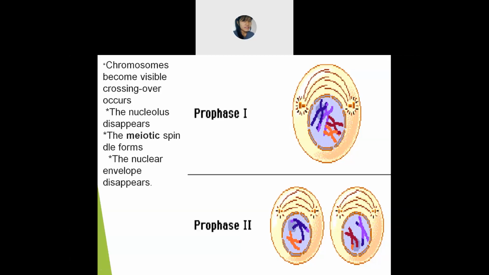Did you understand prophase 1 in meiosis? Ma'am, what is crossing over? Crossing over means when the two chromosomes meet each other.